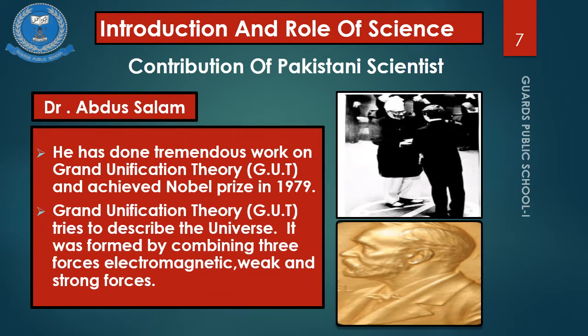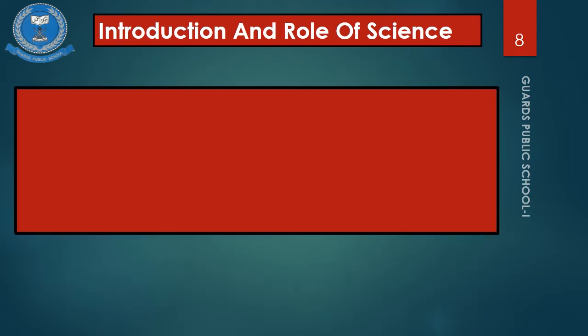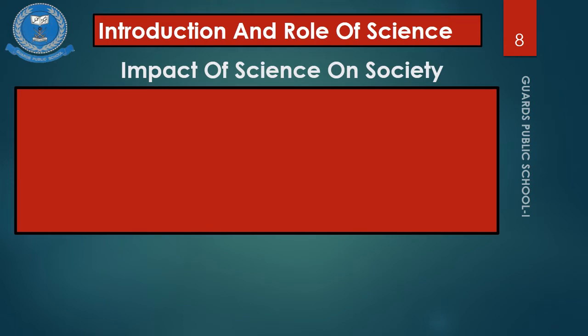It was formed by the combination of three forces: electromagnetic, weak, and strong forces. These are three of the fundamental four forces of nature, which are responsible for all of the pushes and pulls in the universe. If gravity is also combined with these forces, then the GUT will become the proposed theory of everything. Now we will look at the impact of science on our society.